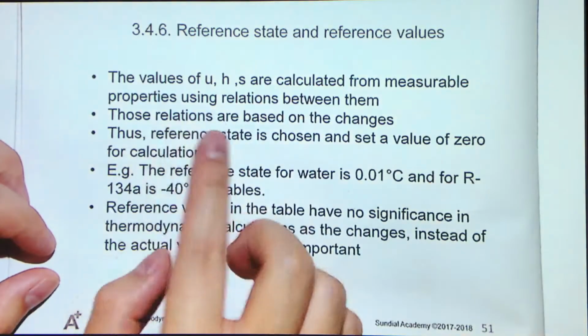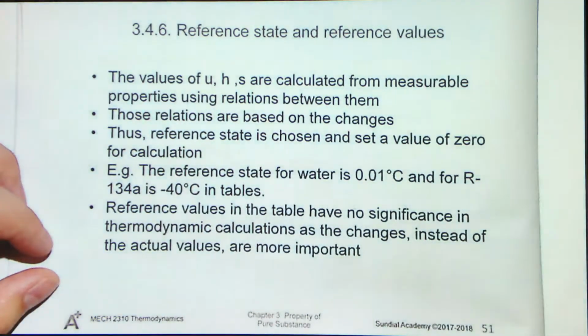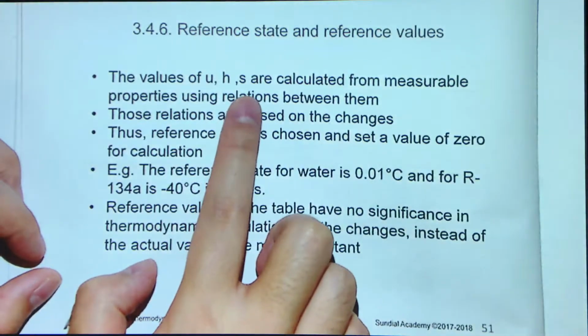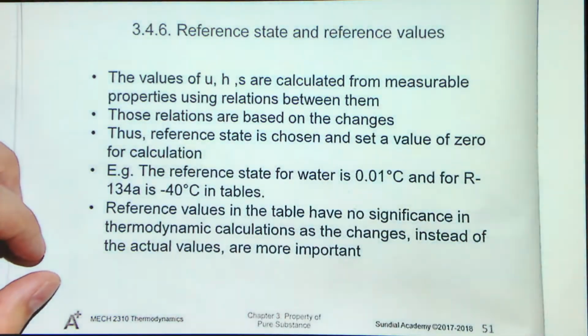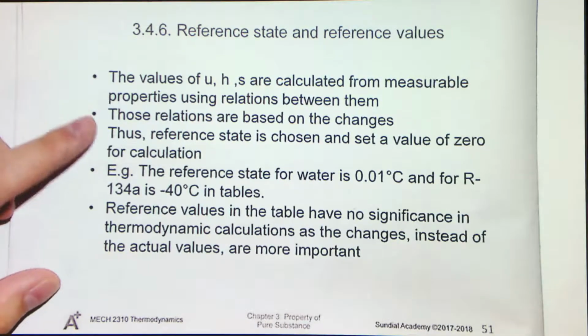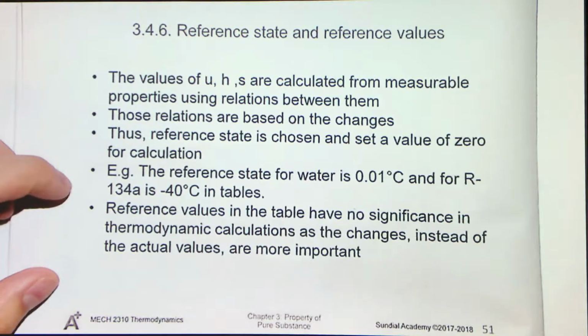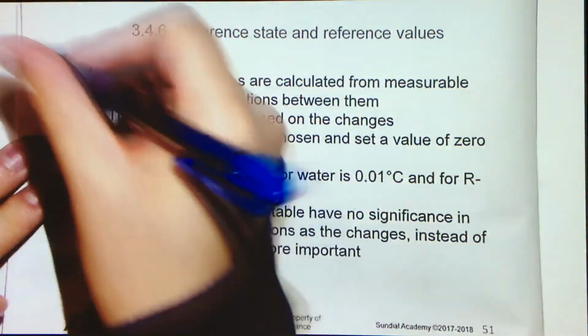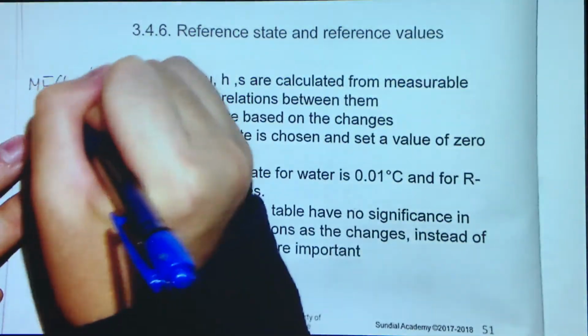So here, we set the values of U, H, and S, okay, the S is the rightmost column, we will talk about this in chapter 7. The values of U, H, and S are calculated from some measurable properties using the relations between them, okay, but those relations are based on the changes. For the details of the relations, please go to McCann 3300.